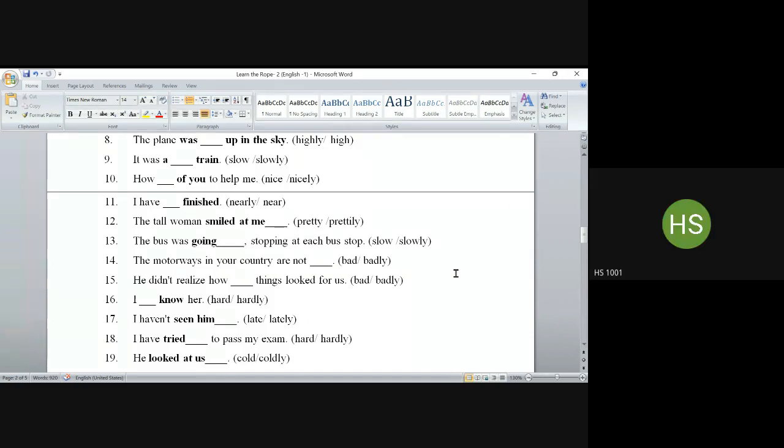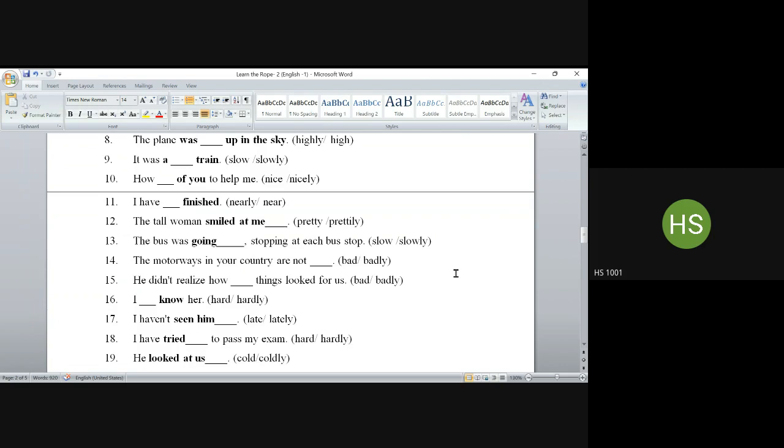Late can also work, I think. I haven't seen, no, late cannot come. Because seen him lately, you are modifying the verb seen here. Haven't seen him, so it has to be lately. It might change the meaning. I haven't seen him late. No, that is not a right construction of a sentence. You don't say I haven't seen him late.